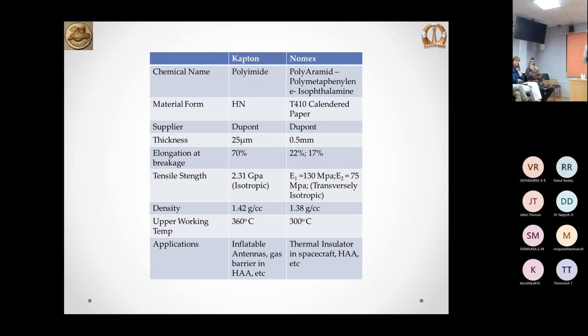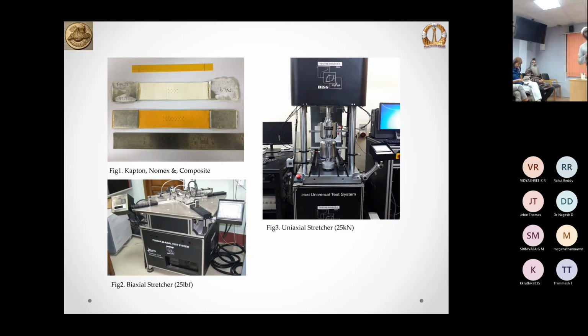It can be applied in inflatable antennas and used as a gas barrier in HAS. And Nomex can be used as a thermal insulator in spacecraft and high altitude airships. So these materials can be used in different applications, but for a case study, we are just going ahead with this. Here I'm showing the three material samples I have got. The top one is the Kapton sample, white is Nomex, and the third one is the composite. With these you can see the aluminum tabs. These are the specimens prepared for uniaxial tensile experiments.